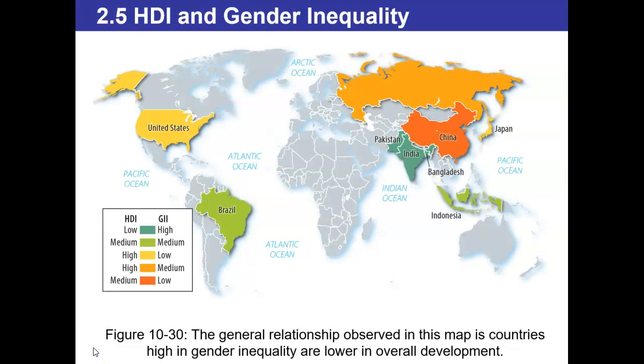To really drive the connection home, take a look at figure 10-30 located on page 366 of your textbook. The general relationship observed in this map is countries high in gender inequality are lower in overall development. Ultimately, if a country wants to further progress and develop, the key is to focus on women. Women's empowerment, women's employment, and women's access to health.